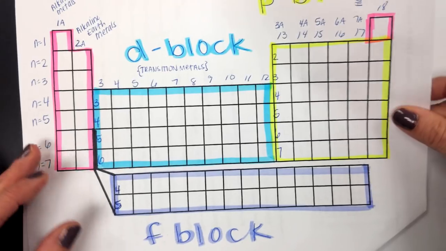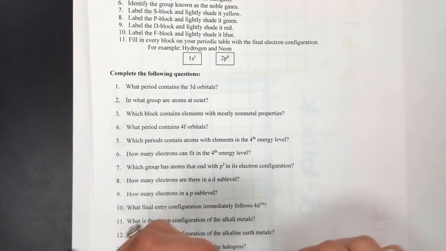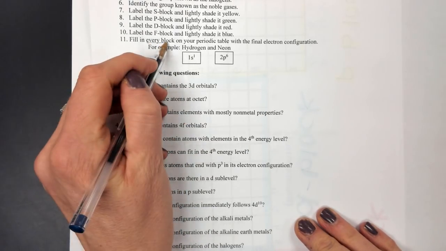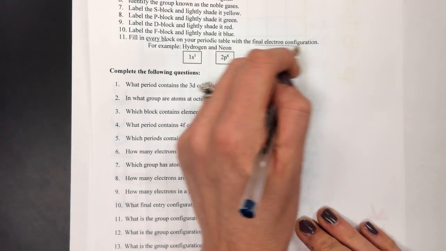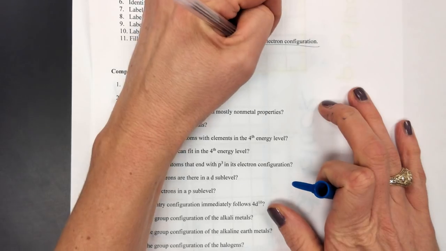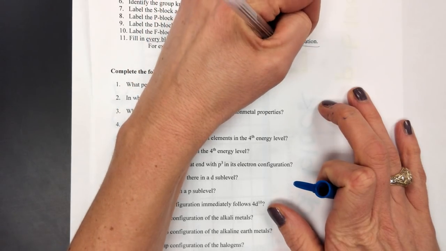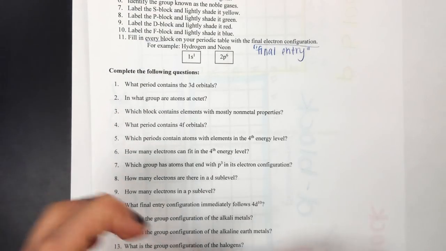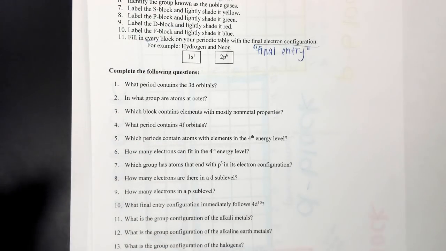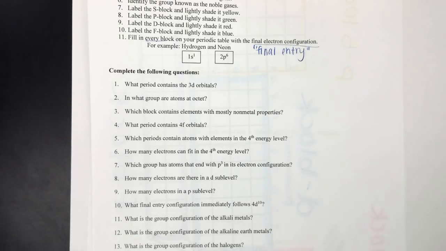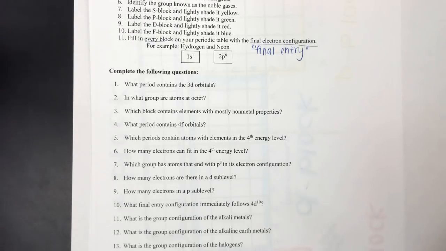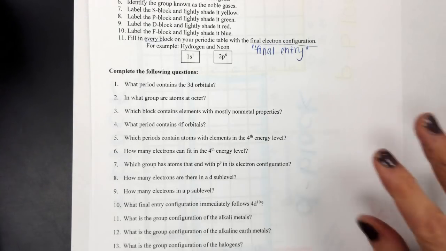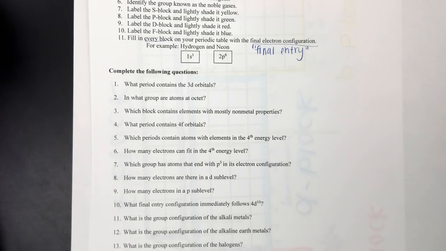Okay, so the last thing that these directions ask us to do is to go through and fill in every block on the periodic table with the final electron configuration. This is sometimes called the final entry configuration. Now, you don't even know full electron configuration yet, so I'm going to have to teach you what you're doing, and you're going to be real comfortable with final entry after you do all 118 elements.